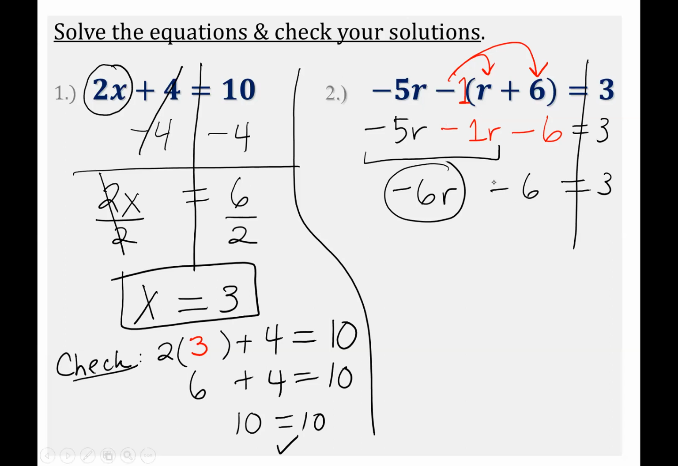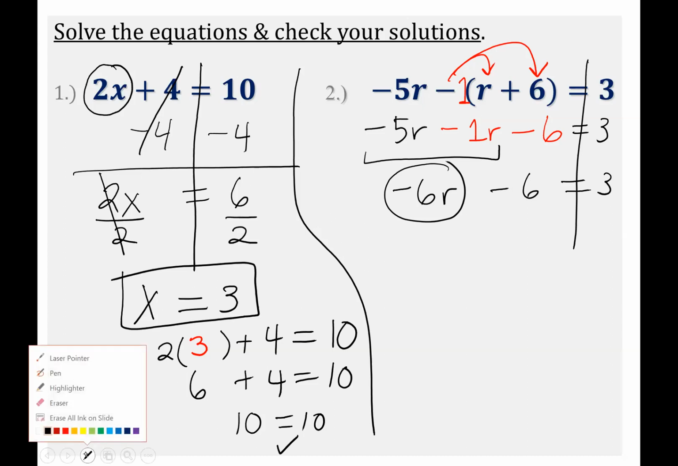So the next thing I'll do is I need to cancel out this -6. Oops. I need to cancel out this minus 6, and the way I'm going to do that is by adding 6 to both sides. So we'll write plus 6 on both sides.